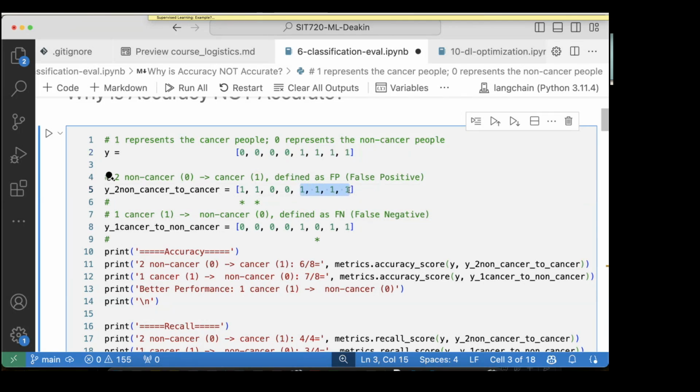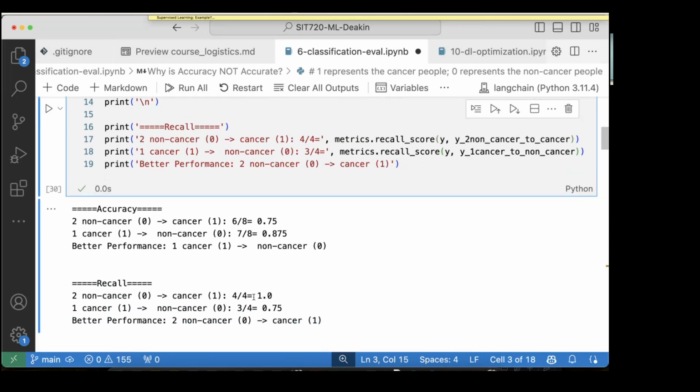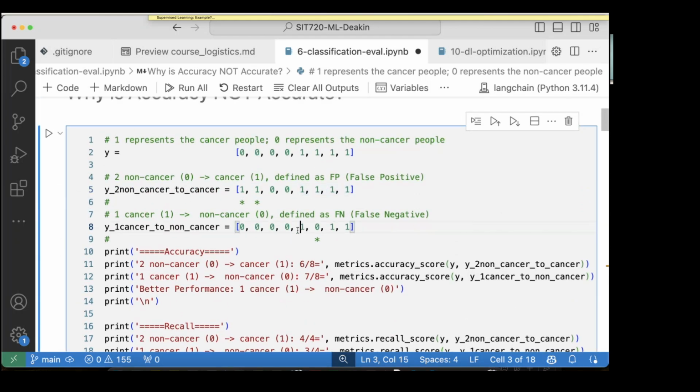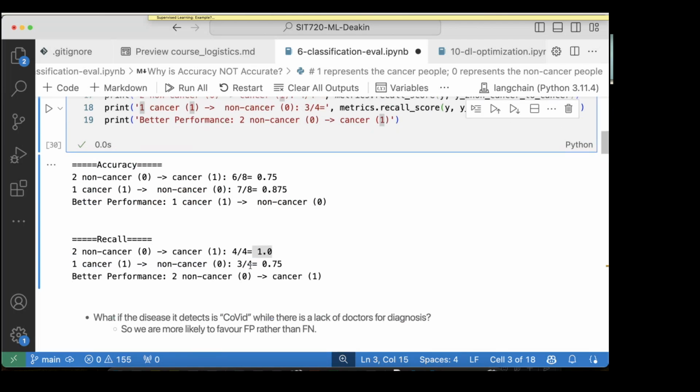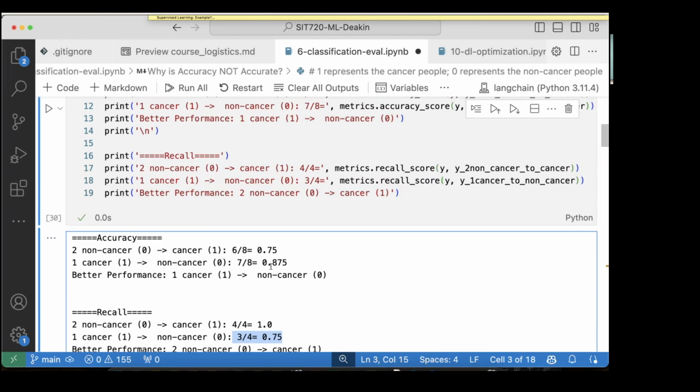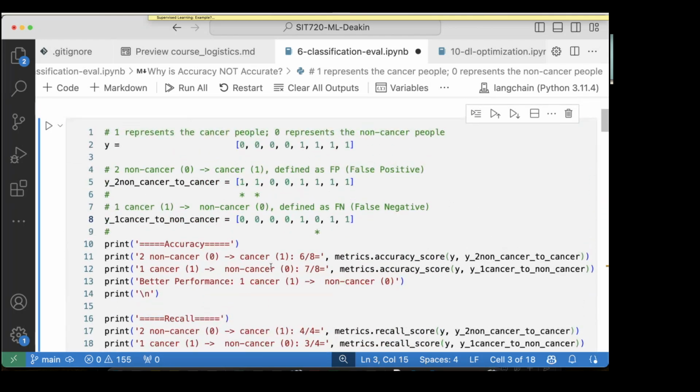In the first model, 4. So that's why the first model gets a 100% score. But for the second model, how many examples are correctly predicted? 1, incorrect. 2, 3. So it's only 3 over 4. So that's why it gets a worse result. All good? So in conclusion, if you really care about the target label, you need to use recall, okay? If you really care about the target label, you need to use recall.